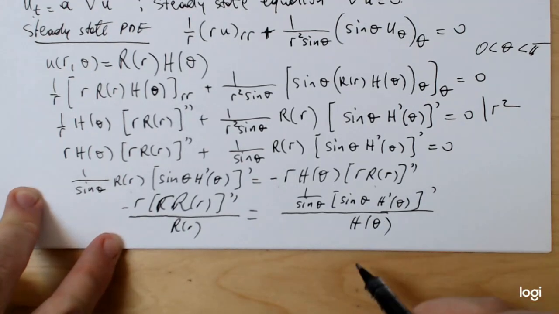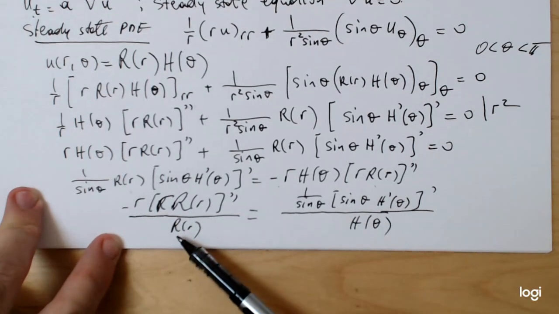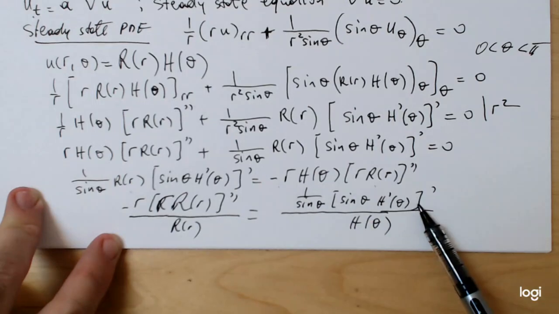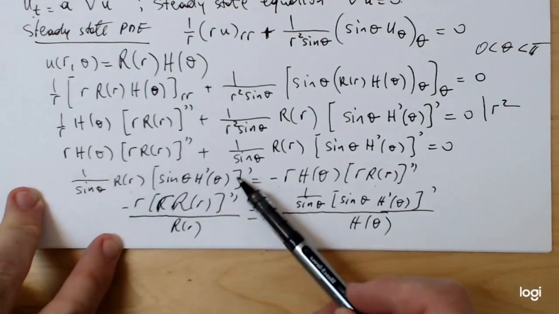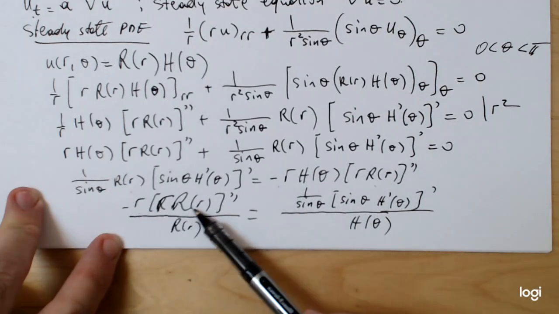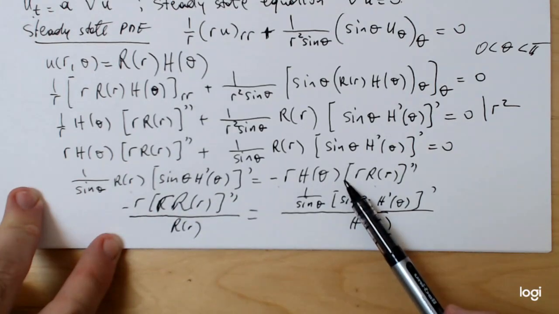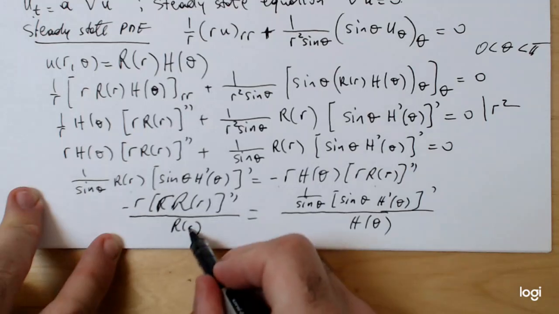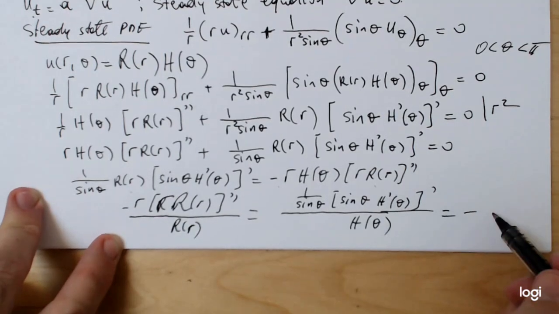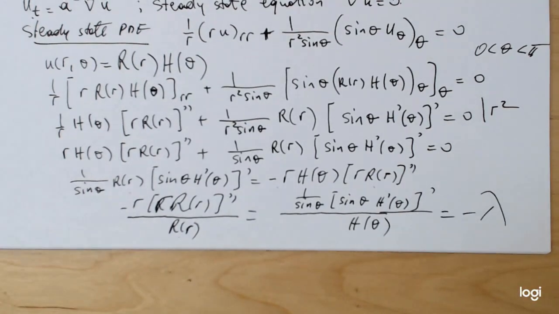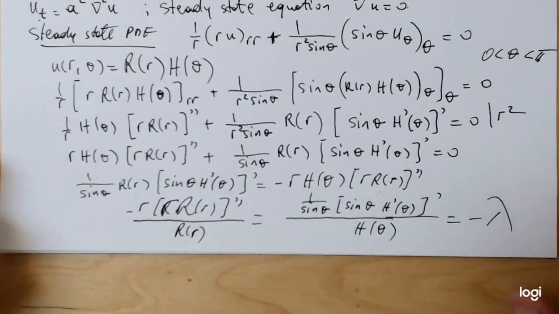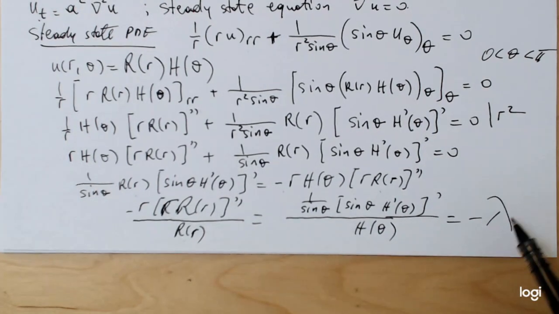Okay, so let's double check. Big R, 1 over sine and this, there it is, minus r little r big R double prime h, there it is. Okay, so this is the separation of variables in spherical coordinates, and again we're going to introduce just like before a separation constant, which is going to end up being positive. We'll see why that's the case, and so that's why it's convenient again to denote it by minus lambda.